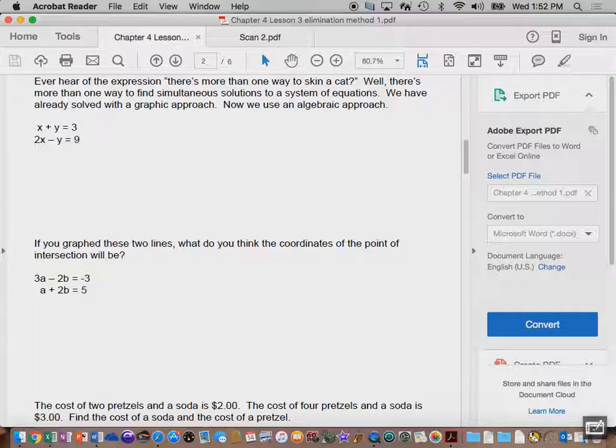When you subtract 4 from both sides, 3 minus 4 is -1, so y is -1. So the x is 4, the y is -1. Those are the two values.